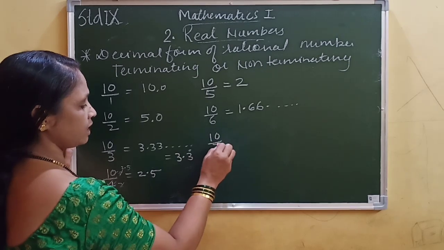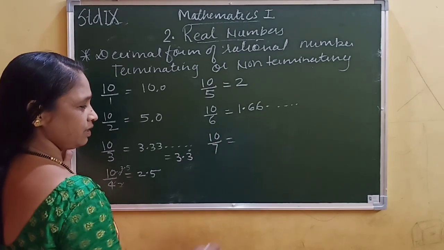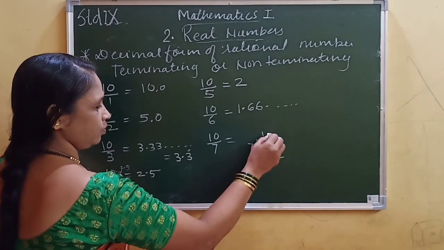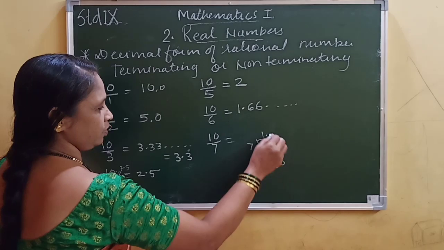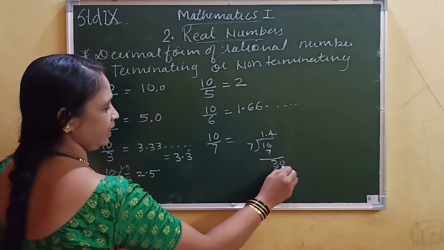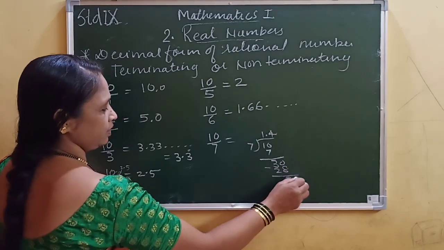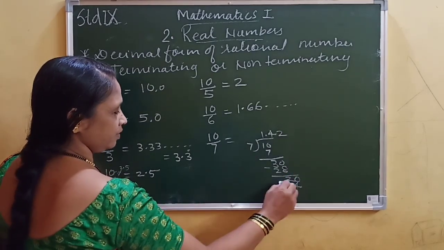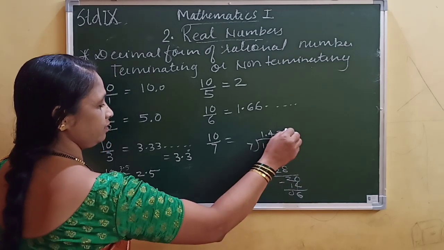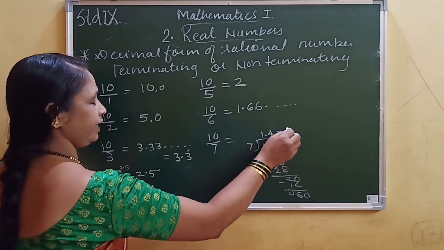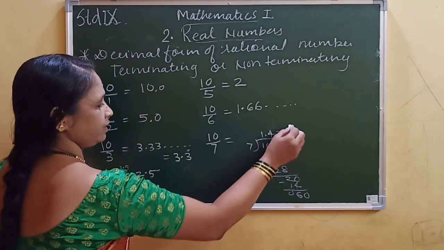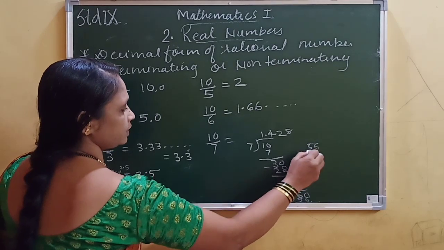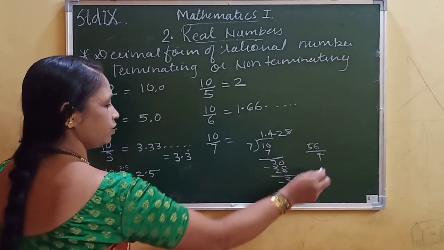Next we'll take 10 upon 7. Now 10 upon 7 means again, see, 10. 7 ones are 7. So here 3 remain, then 0. 7 fours are 28. Now here 2 remain. 7 twos are 14, then here 6 remain. Then 7 eights are 56. Then 4 remain, then 0.